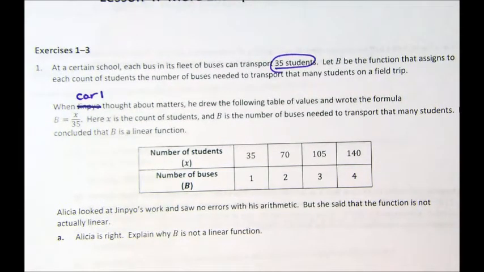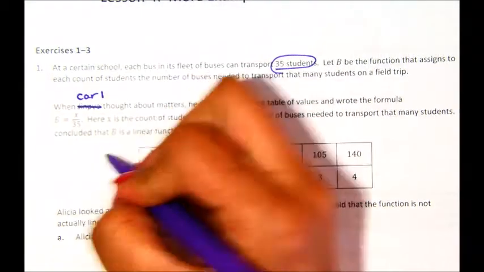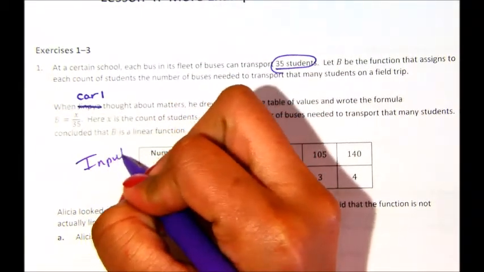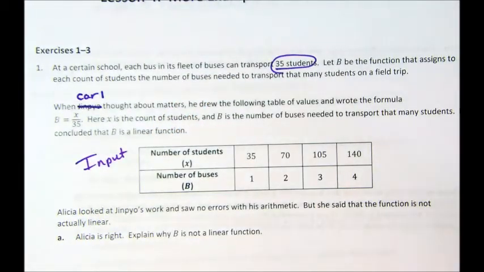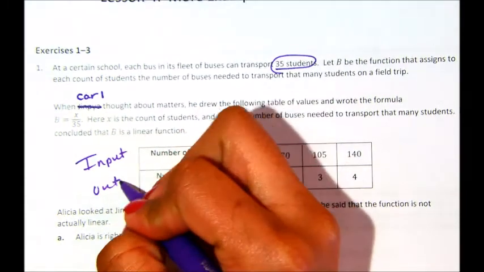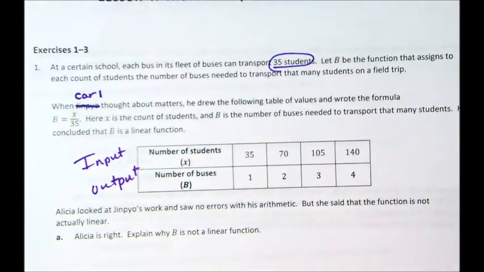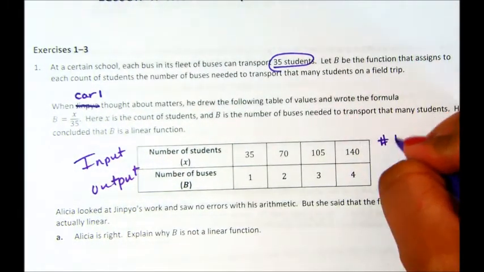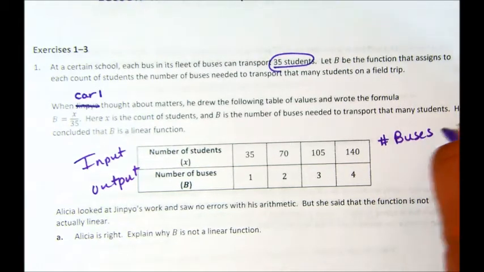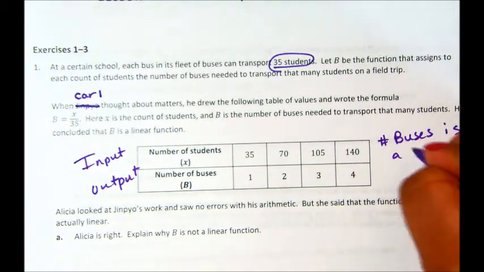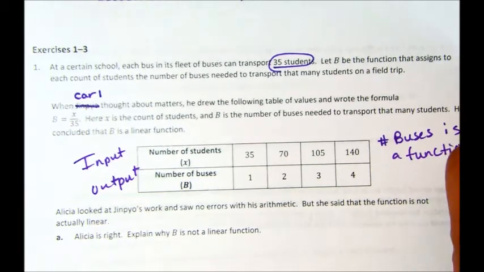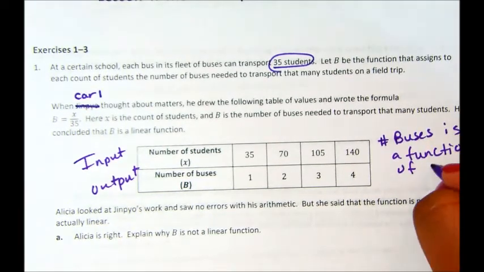Which number is my input, the number of students or the number of buses? The number of students is going to be my input, which leaves the number of buses to be my output. And that makes sense because the number of buses is a function of the number of students.